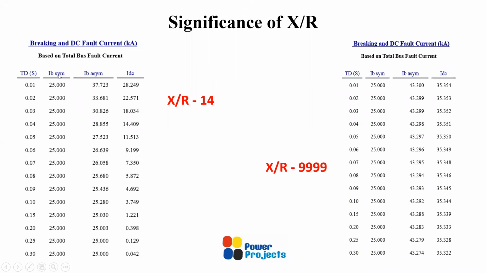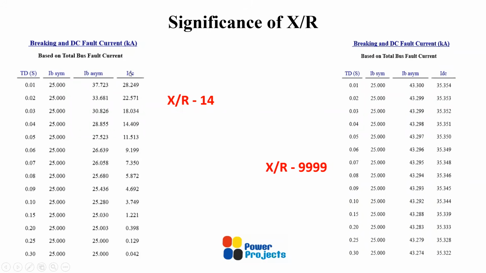And this is IB symmetrical. So we have assumed it's a grid, so that is a fault far from the generator. So the symmetrical current remains 25 kiloamps. If you look at the DC current, the X by R ratio is 14. So the DC current is exponentially decaying with respect to time. So X by R is 14 and hence the IDC value is coming down with respect to time.